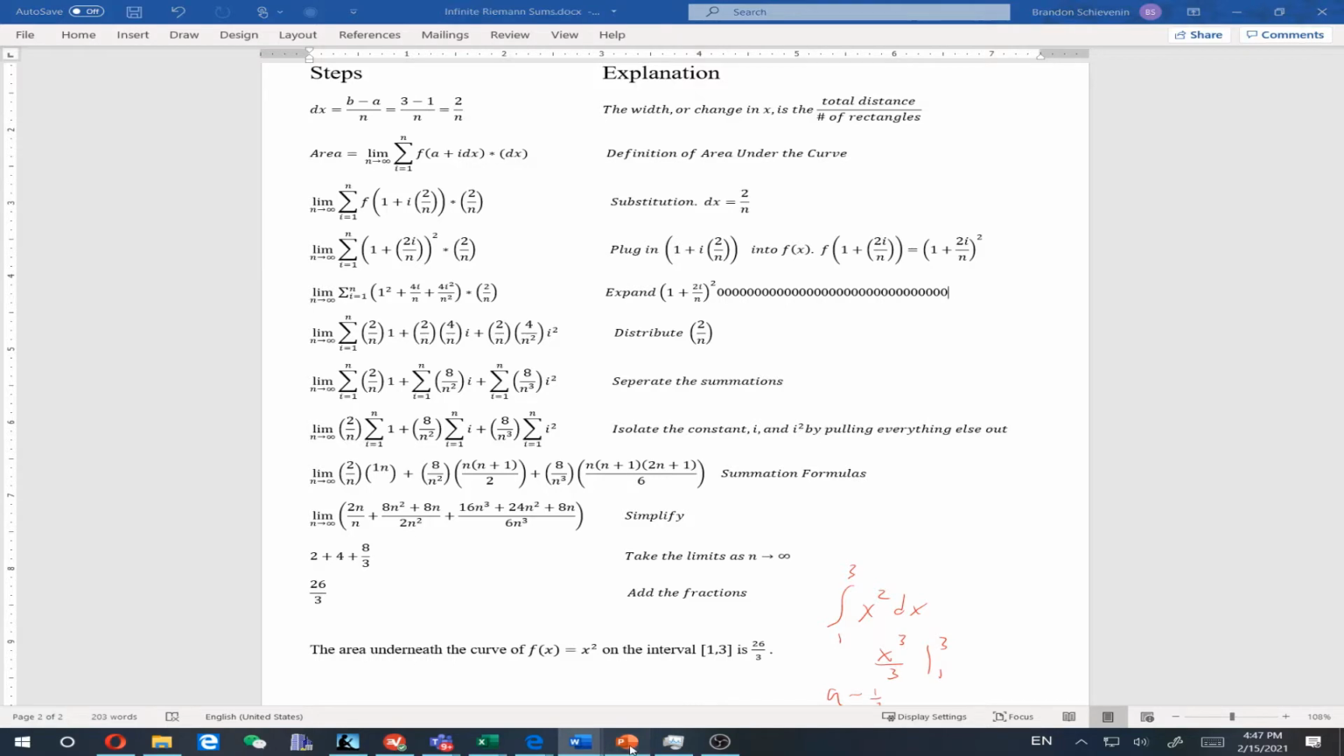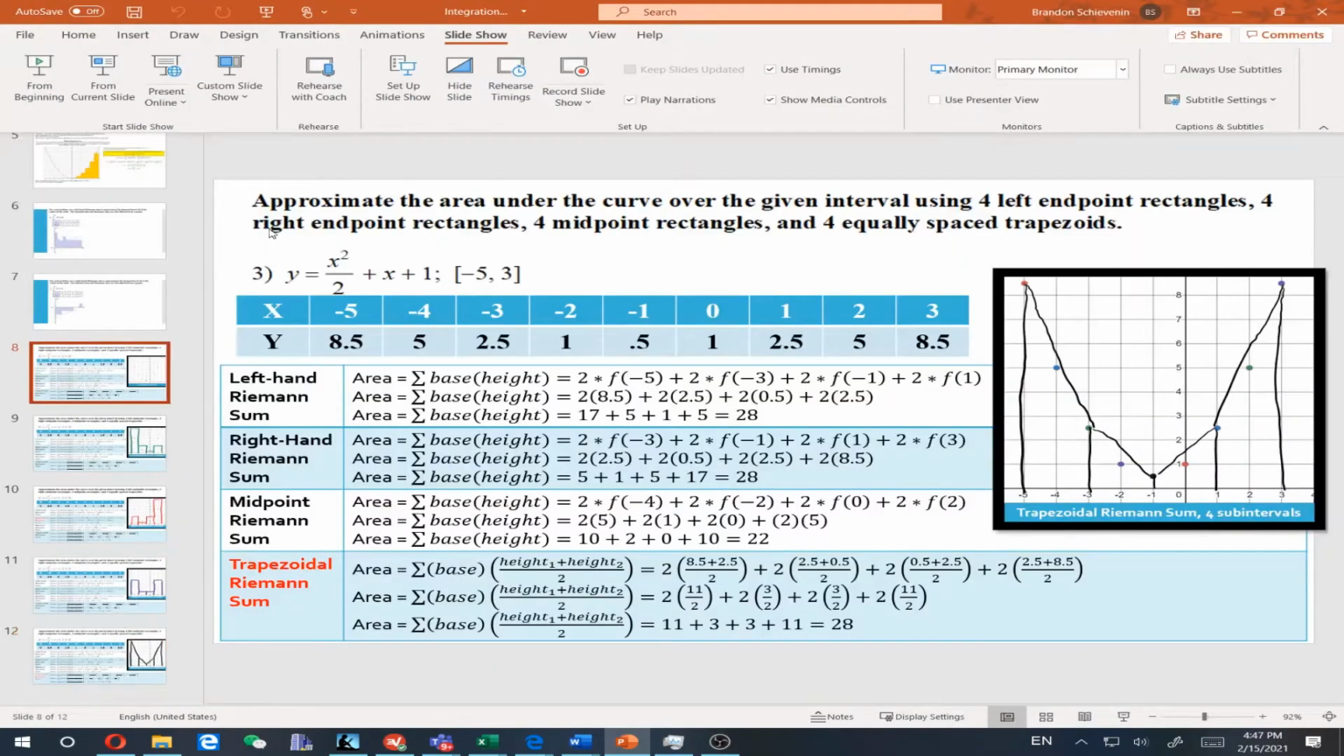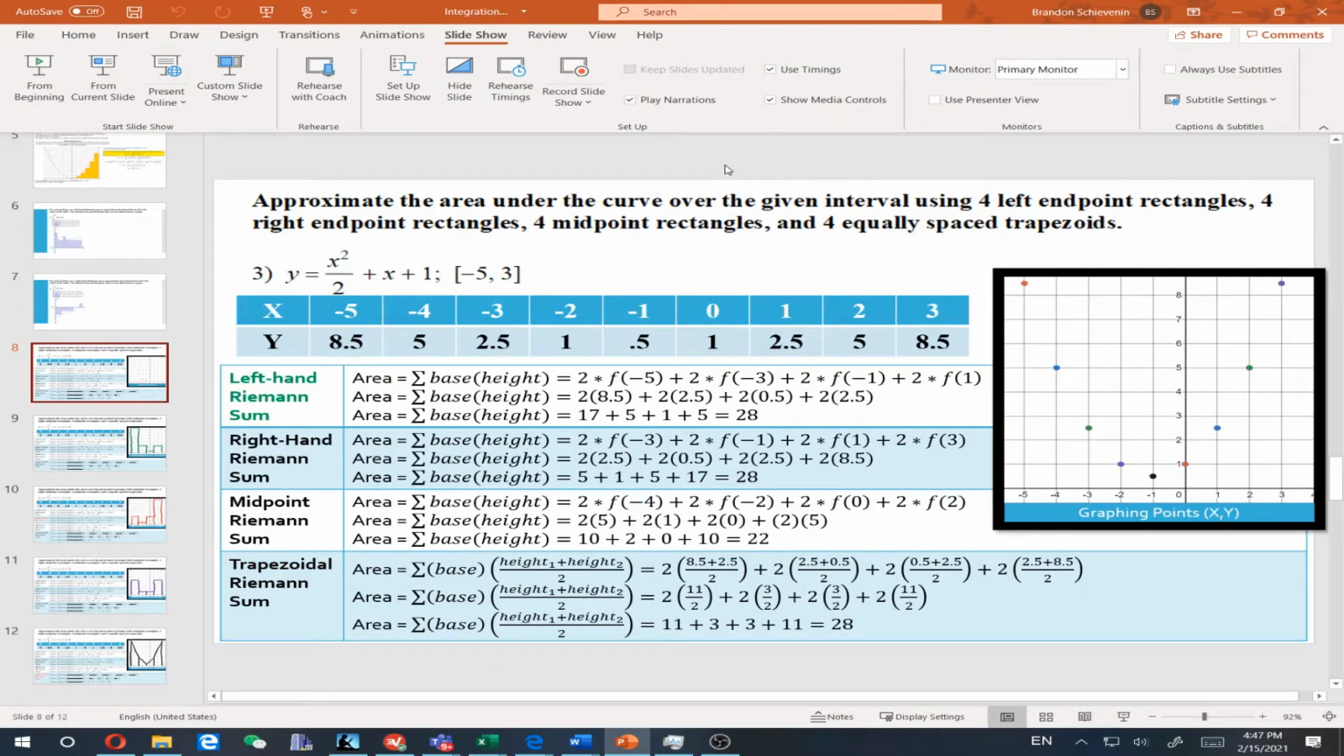Okay, I'm going to jump back really quick for Sarah. So for Sarah, one more time. Here I've got y equals x squared over 2 plus x plus 1 from negative 5 to 3. I've got a table of values showing all possible y values from negative 5 to 3. What I'm going to do is split this up into 4 equally spaced rectangles.